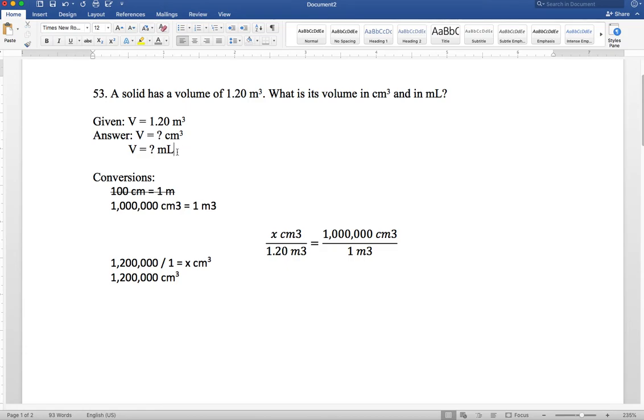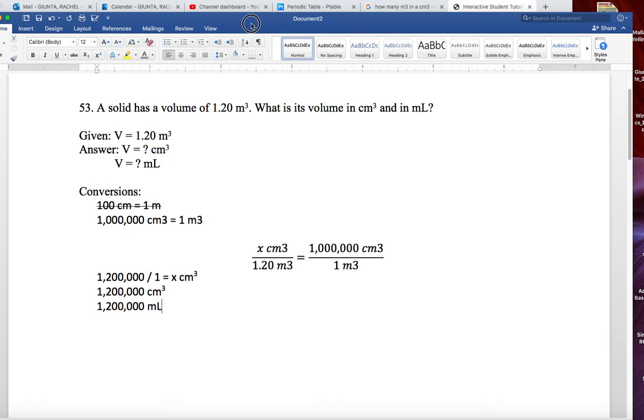1 cubic centimeter is equal to 1 milliliter, which means they're exactly the same, which means there's no conversion that you need to do. You just change the units. So it's 1,200,000 milliliters. A milliliter and a cubic centimeter are exactly the same thing. So that's it for this one.